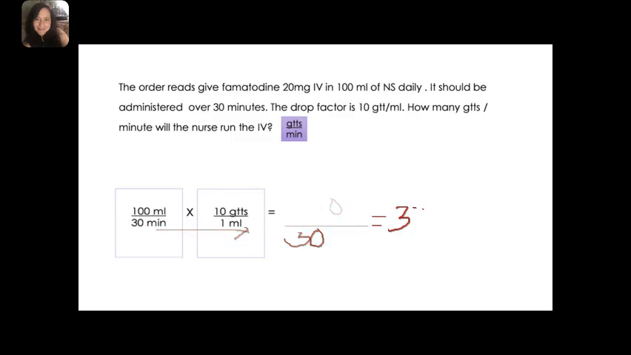Now the answer, because this is an IV that is per gravity, we have to consider that we can't give this as a decimal, right? There's no parts. So the answer would be 33.